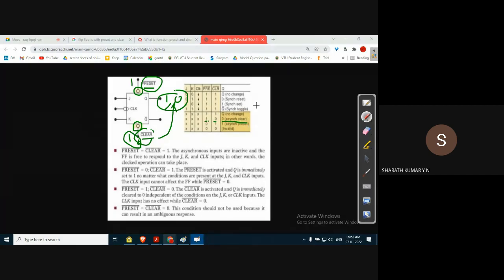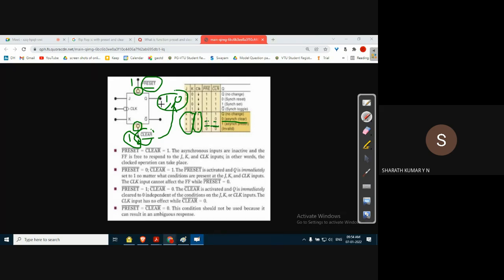Okay, guys, observe the names also. It is called asynchronous clear because output is not dependent on the clock pulse. Output is independent of the clock pulse. Not only that, output is independent of the inputs of the flip flop. Okay, now when the inputs are 1, 0. When the preset and clear are 0 and 1, that means preset is 0 and clear is 1.